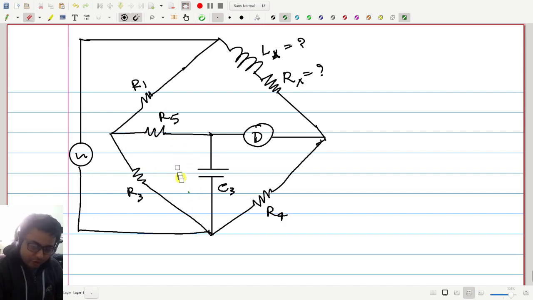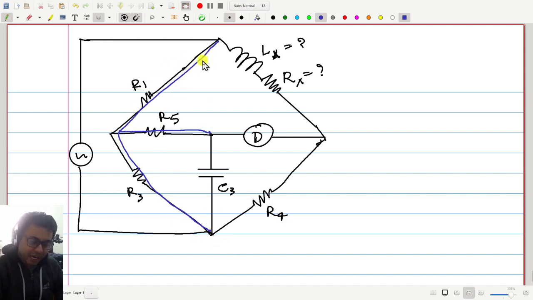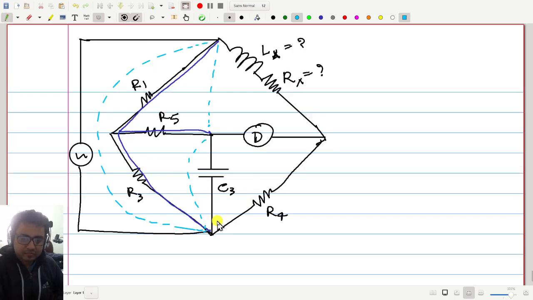Okay, instead of converting this delta into star, let me consider this star. You see this star, and let us convert this star into a delta. So let us convert this star, so that will give one edge here, one edge here, and one edge here. Let me draw.